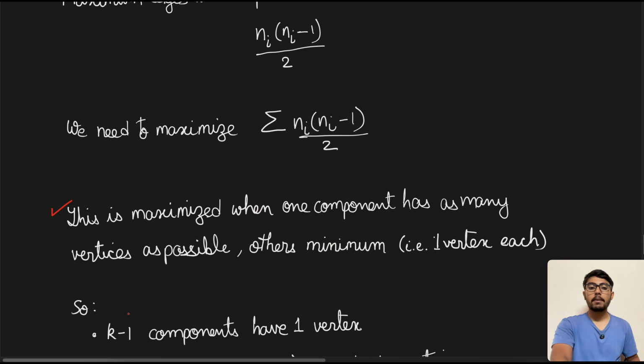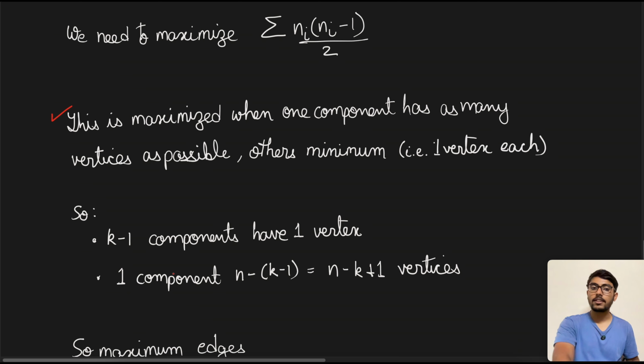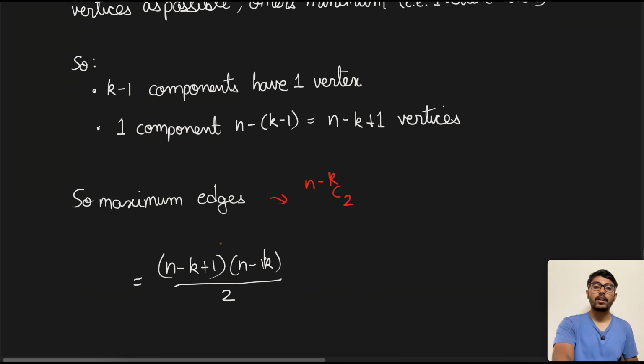So k minus 1 components have one vertex and one component has n minus k minus 1 vertices. In order to maximize the number of edges, when we multiply these two for n minus k times, we will get this one. So in this instance, there are n minus k C2 edges in the particular scenario, right? We have n minus k vertices, and for those we will need all the edges. So it's just simple combinatorics. We'll use this one and we'll get this.